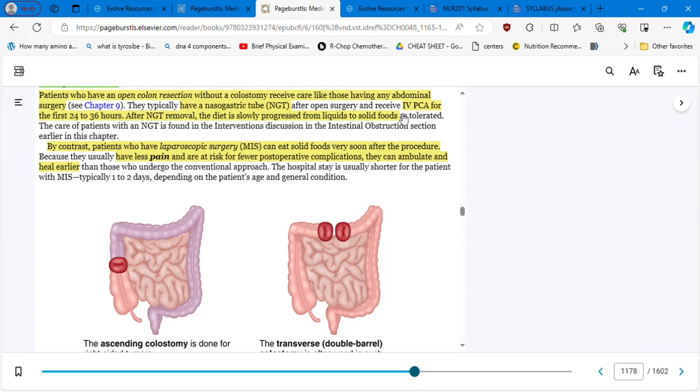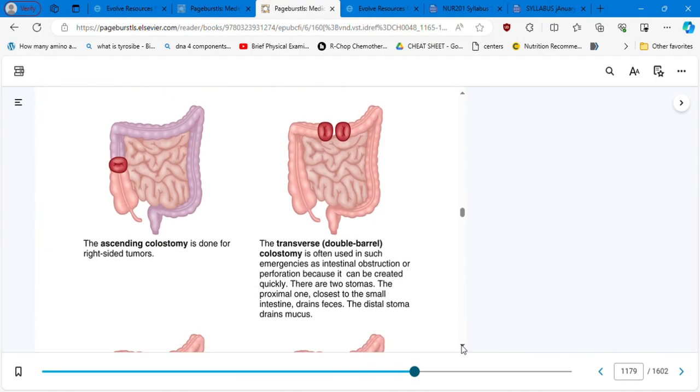Basic, that's basic. Now, by contrast, patients who have laparoscopic surgery can eat solid foods very soon after the procedure. They have less pain, are at risk for fewer postoperative complications. They can ambulate and heal early. That's the benefit, okay? So here we have some stomas.